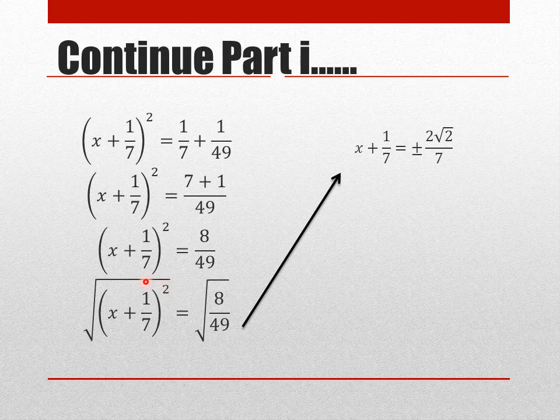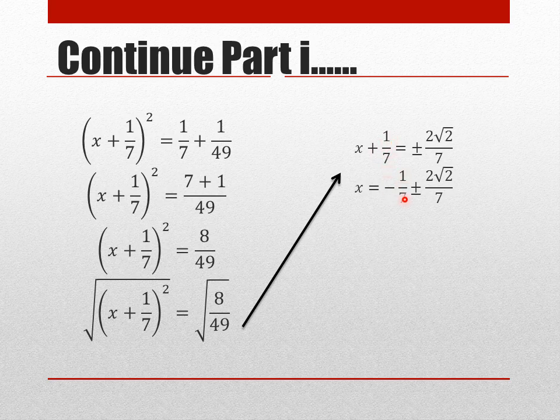This side will get cancelled with the square root, and taking the square root of 8, you can use the calculator, the answer would be 2 under root 2, and taking the square root of 49, the answer would be 7. You all know that while taking the square root, we have to use the plus minus sign with the answer. Now we will separate the term x and we will take plus 1 by 7 to the other side of the equation.